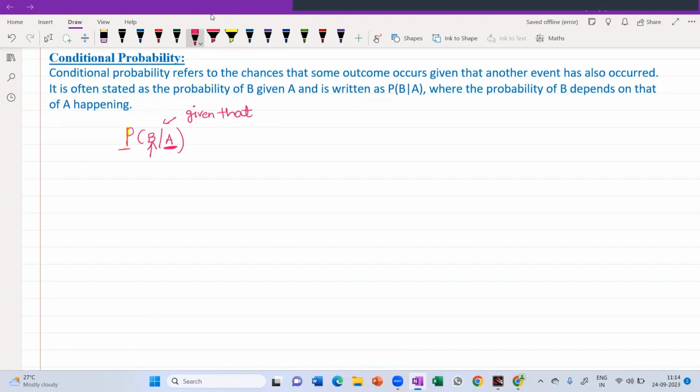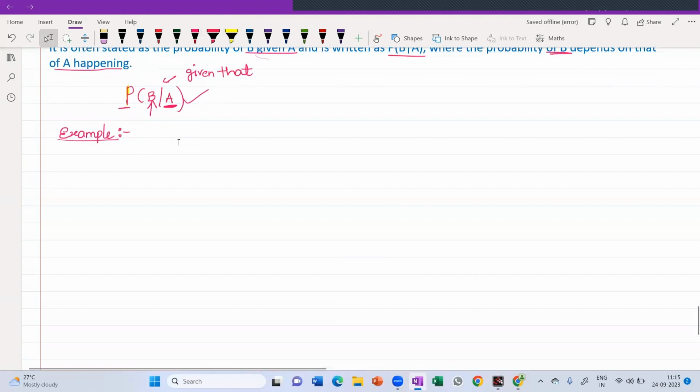In the next line you will find that it is often stated as the probability of B given A, and it is written as P of B slash A, where the probability of B depends on that of A happening. Alright, let us understand this with an example. I'll give you a formula which will help us find the probability of any event, taking into consideration that the other event has already occurred.